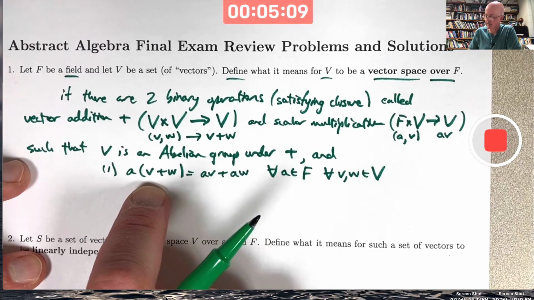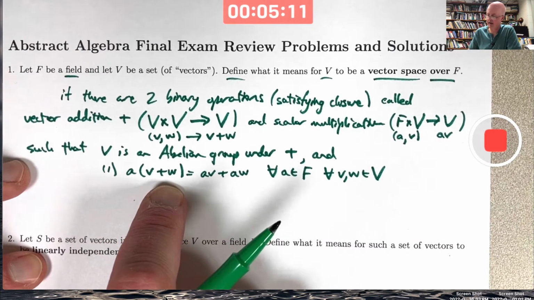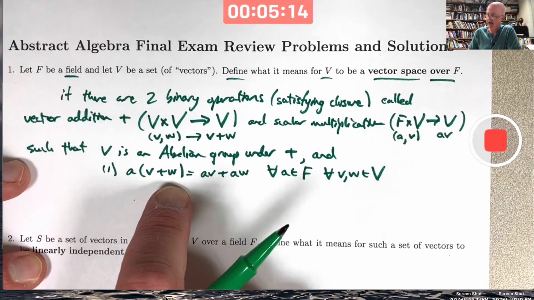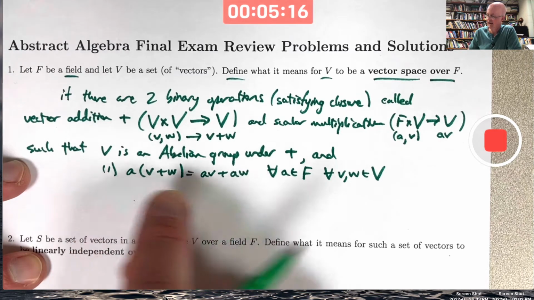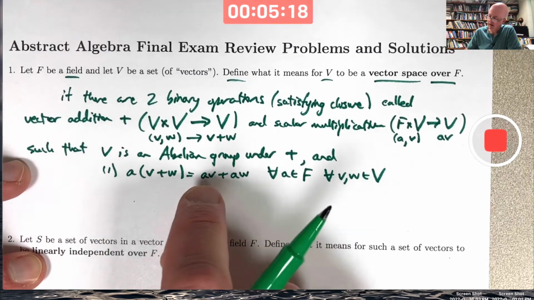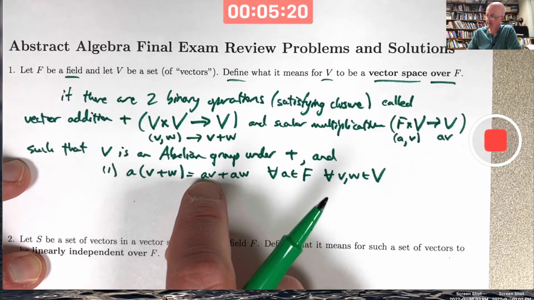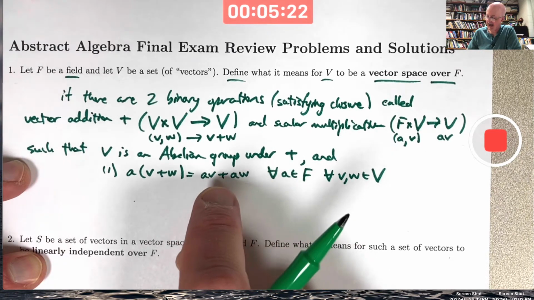Understand that this means, by putting parentheses around v plus w, that I would do that vector addition first and then multiply by the scalar. And when I write it this way, I do the scalar multiplications first, a times v and a times w, and then add the results.